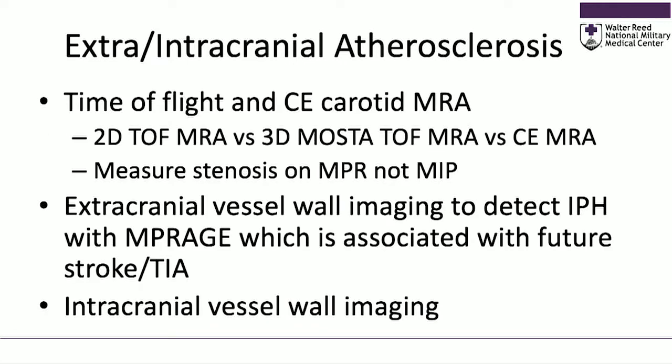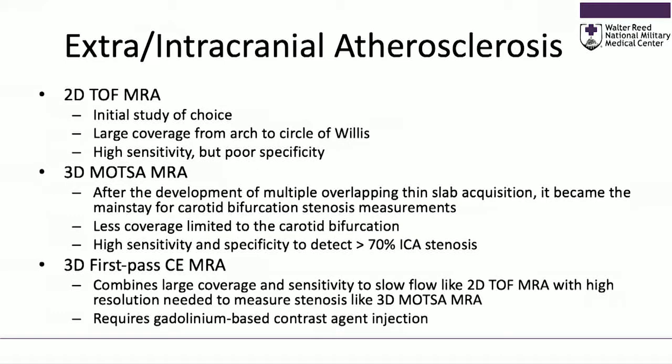For extracranial and intracranial atherosclerosis, as we heard this morning, we have some really well time-tested techniques: 2D and 3D time of flight MRA, first pass contrast MRA. I hope I'll convince you that you don't want to simply look at the MIP images, but do your measurements on the MPR. We heard the value of quantitative imaging this morning. We'll also begin to give a hint of extracranial and intracranial vessel imaging. We'll hear a lot more of that in our next session.